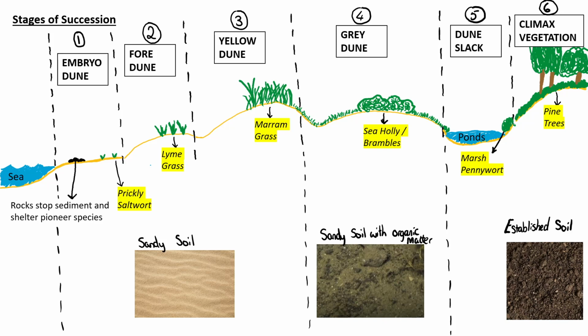They're really, really vital to this stage of succession. Now, stages 1, 2, and 3 have typical sandy soil, so it's just sand, and that then evolves into this sandy soil with organic matter for the grey dune. So the grey dune is quite a big part of this stage of succession.